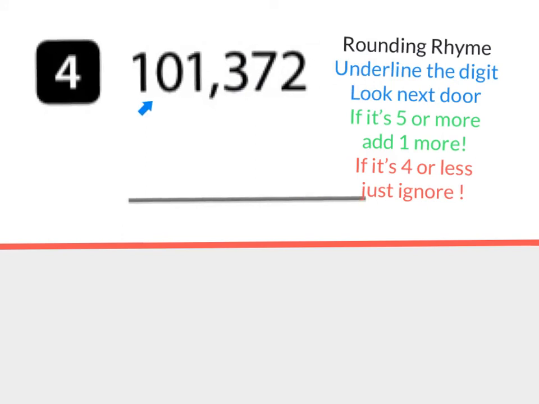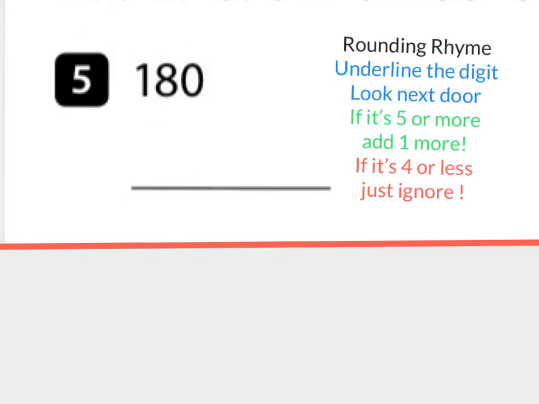Alright, 101,372 rounded to the nearest tens place. Underline your tens place, circle the digit to the right. The circle digit is the boss, and it is 4 or less, so we just ignore. So the 7 stays the same. Circle digit turns to a 0. All the digits to the left of the underlined digit stay the same. So 101,372 rounded to the nearest tens place is 101,370.